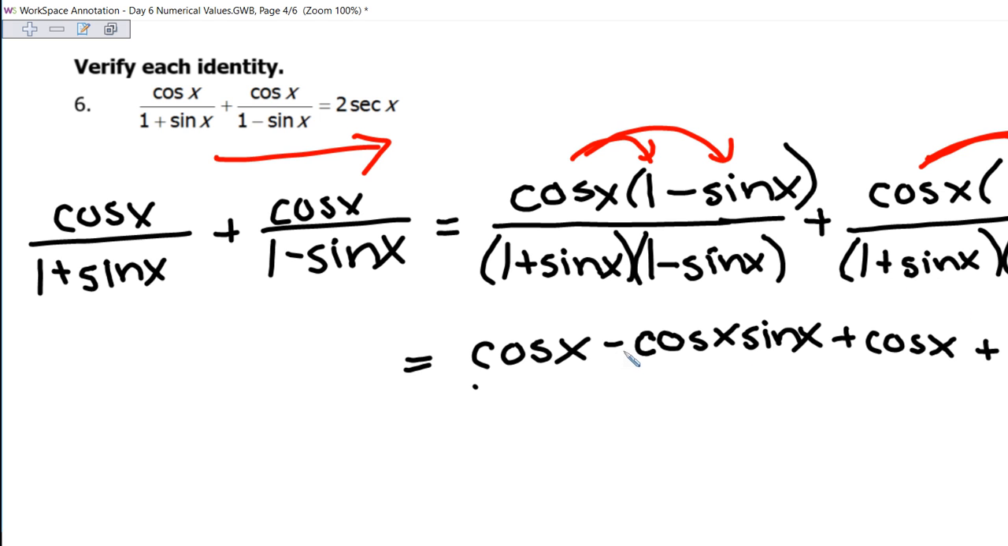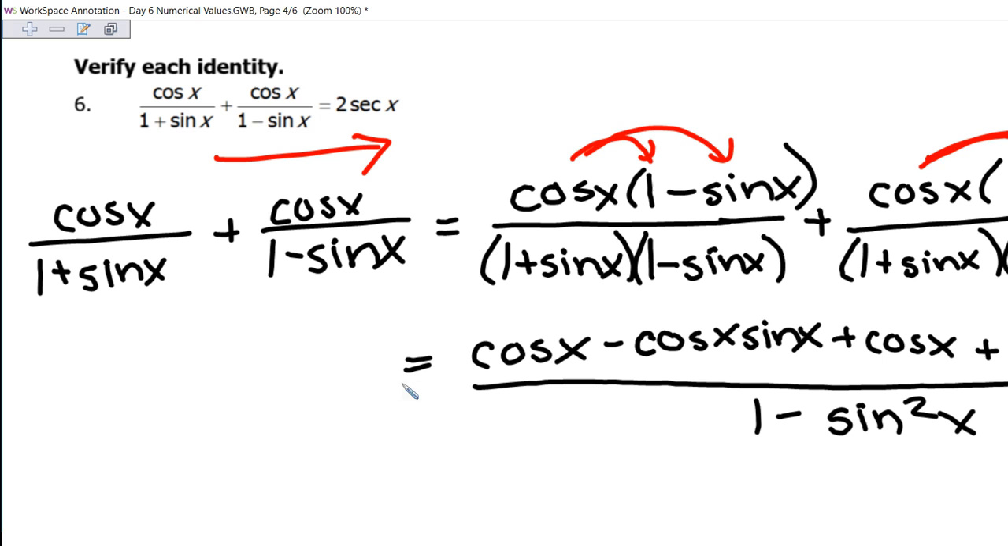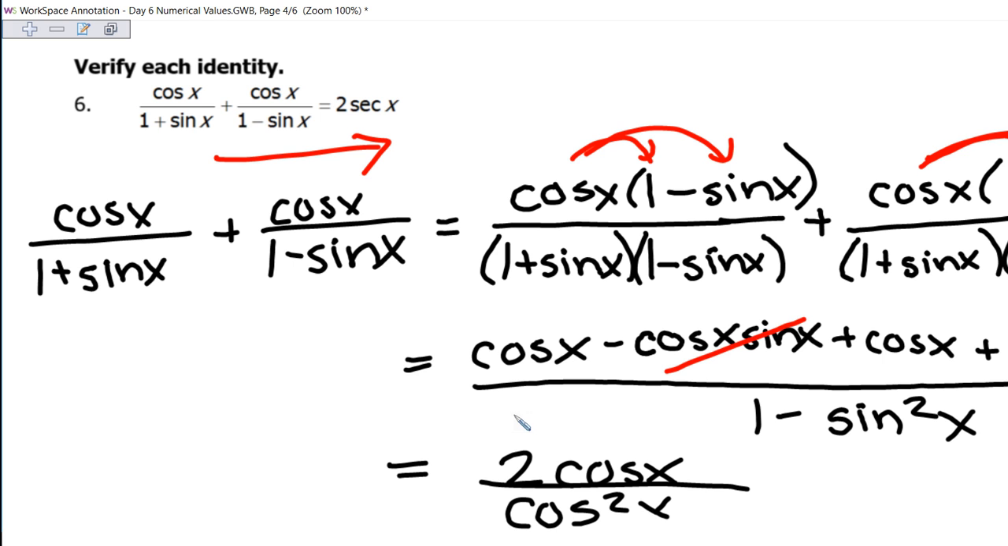And in the denominator, what's 1 plus sine of x times 1 minus sine of x? 1 minus sine squared of x. And when we combine like terms, negative cosine x sine x, positive cosine x sine x, 0 pair. So the only thing left in the numerator is cosine x plus cosine x, which would be 2 cosine x. And what is 1 minus sine squared equal to? Cosine squared. That's a Pythagorean identity.